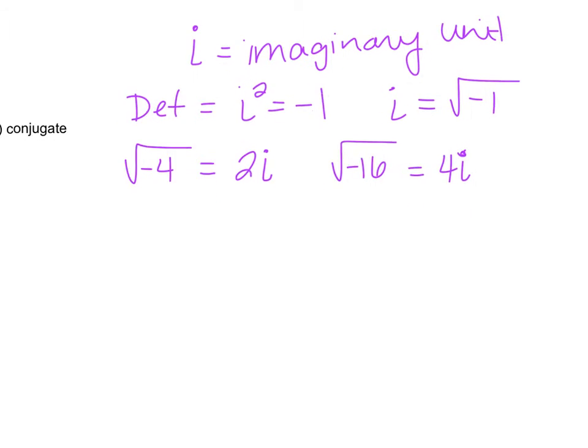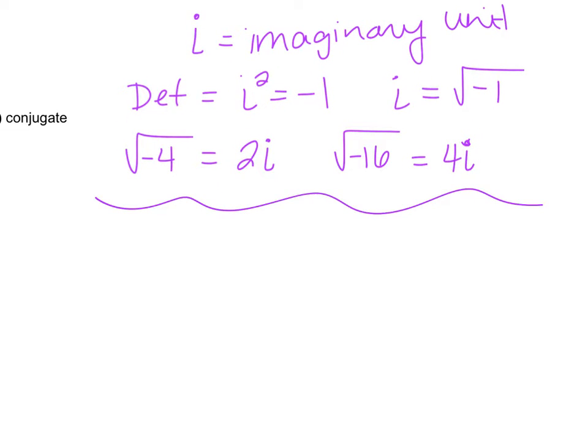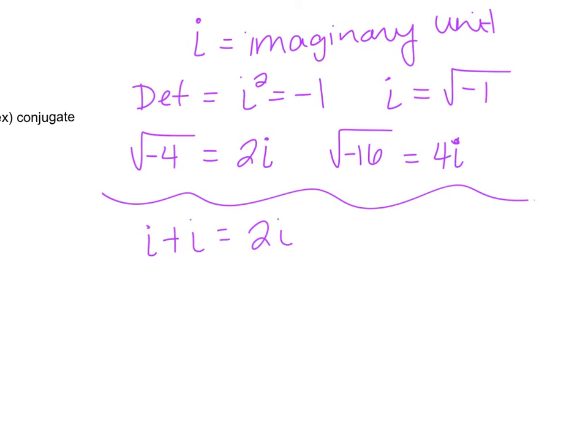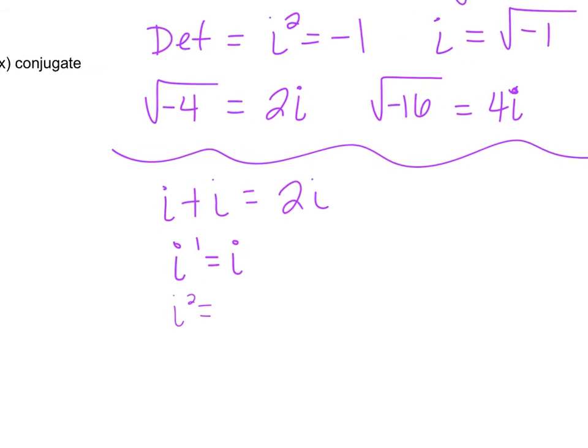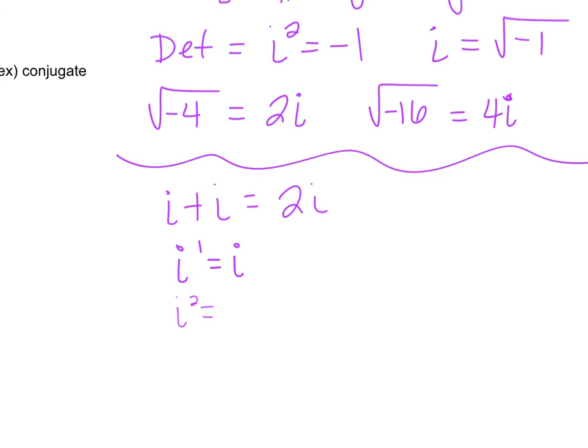Okay, so let's talk about some properties of i. So i plus i is going to equal 2i. There's that. So that's kind of the same. You treat it like a normal variable. Where it is different is, okay, so i to the first power is just i. I to the second power, if you remember, I just said in our definition, i to the second power is -1. So i to the second power will be -1.